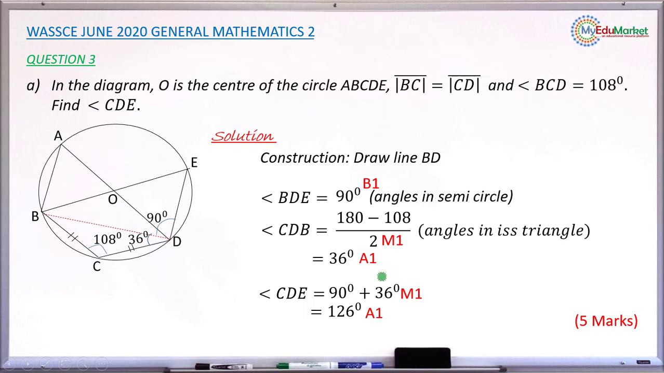The next mark is another method 1 mark, for attempting to add the two angles 90 and 36 to get angle CDE. That addition alone gives you this method 1 mark. And when you add it correctly and have angle CDE as 126 degrees exactly, you have this accuracy 1 mark. If everything is correct in this question, you have 5 good marks.